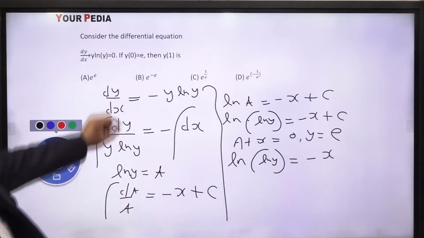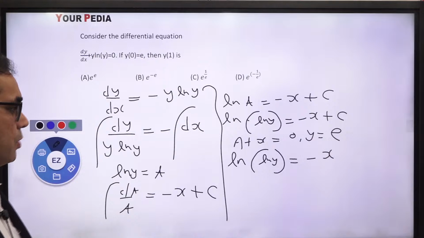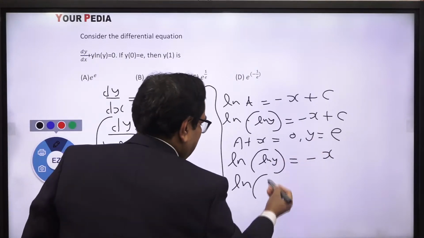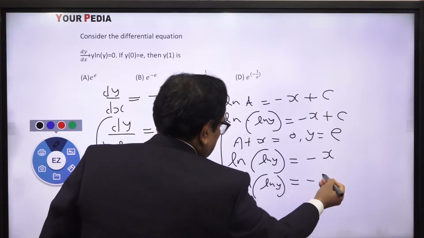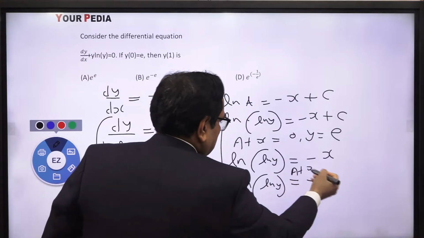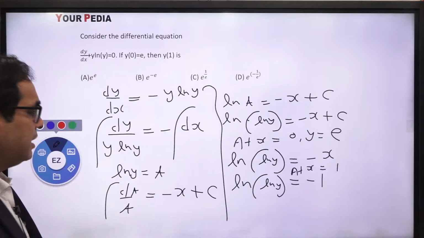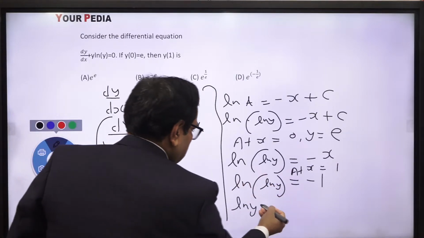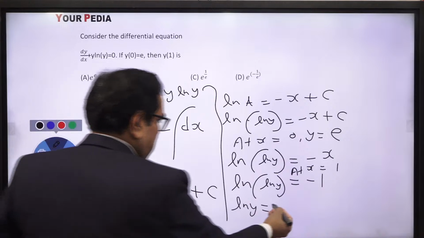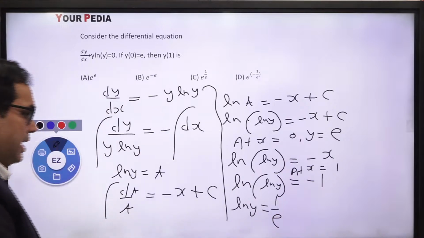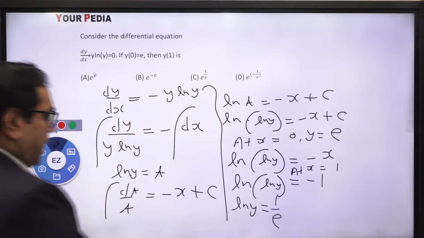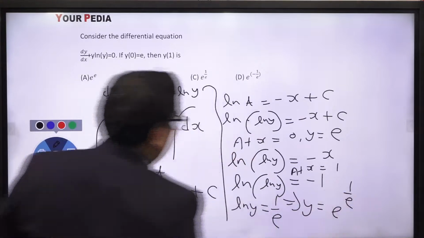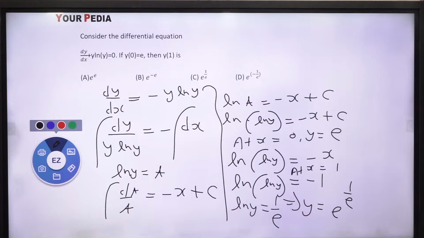Now they're asking the value of y at x equal to 1. So if we put x equal to 1, then what will be the value? ln of ln y is equal to -1 at x equal to 1. And we know that ln is -1 when this input is 1 upon e, because ln e is 1 and ln of 1 upon e is -1. So y is equal to what? e to the power 1 upon e. So C will be the right answer to this question.